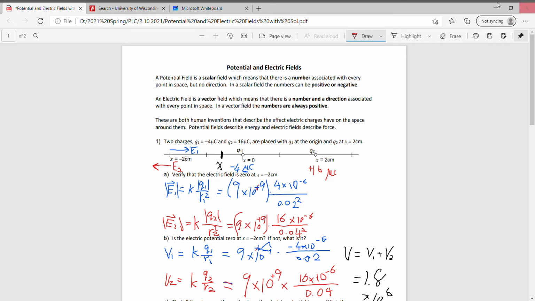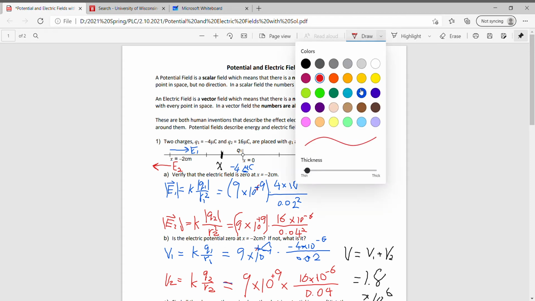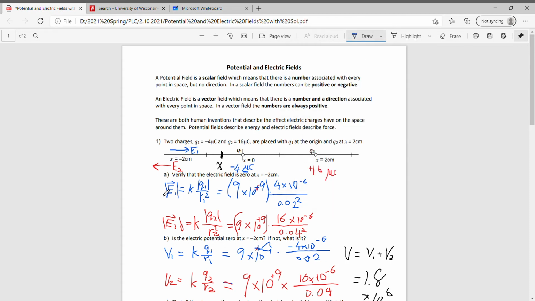Here I label E1 as blue because it's generated by the negative charge, and label E2 as red because it's generated by the positive charge. Okay. So the formula is the magnitude of the electric field equals K times the magnitude of Q1 over R1 squared. It's the same for E2, we just change Q1 to Q2 and R1 to R2. Okay, and then we insert the numbers.